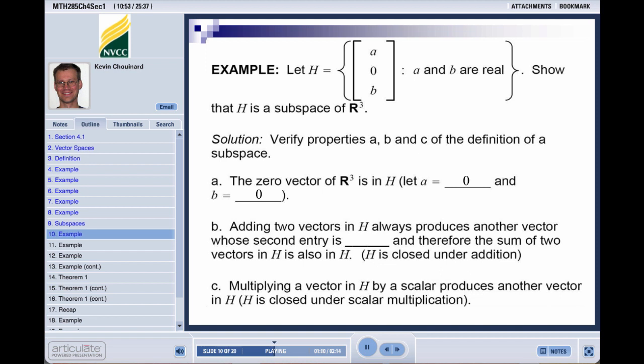Now we're supposed to show that we have the closure property. Well, what happens if I add two vectors from H? If I take two vectors in R3 that have a middle component of 0, when I add them together, the sum also has a middle component of 0. And therefore, adding two vectors from H gets me another vector from H.